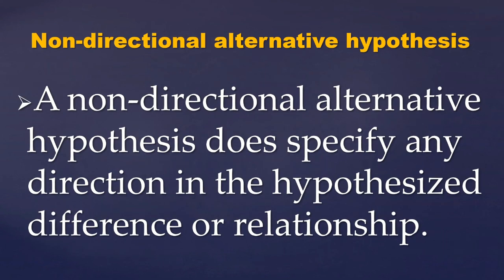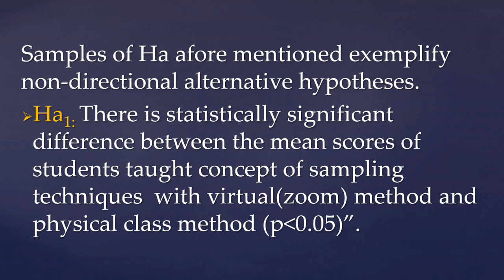Let us look at non-directional alternative hypothesis. A non-directional alternative hypothesis is just the opposite of what we have discussed. It does not specify any direction in the hypothesized difference or relationship. So when it is non-directional, it does not tell you whether it's going to be higher or lower, poor or good, or things like that. The samples of alternative hypotheses aforementioned exemplify non-directional alternative hypotheses. Example HA1: there is statistically significant difference between the mean scores of students taught concepts of sampling techniques with visual or Zoom method and physical class method at a probability less than 0.05.